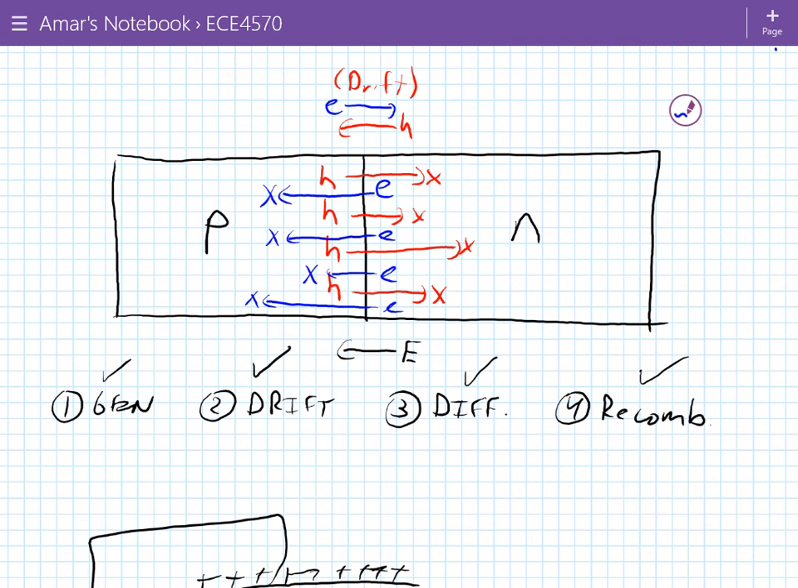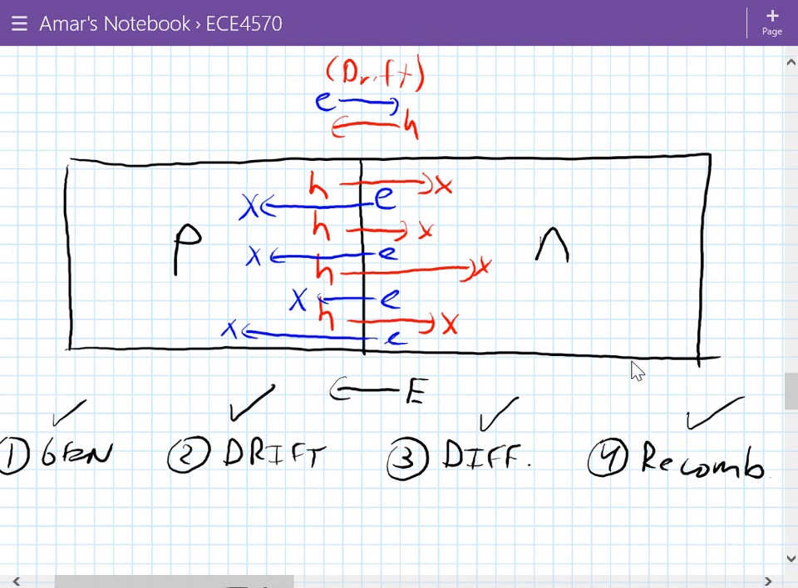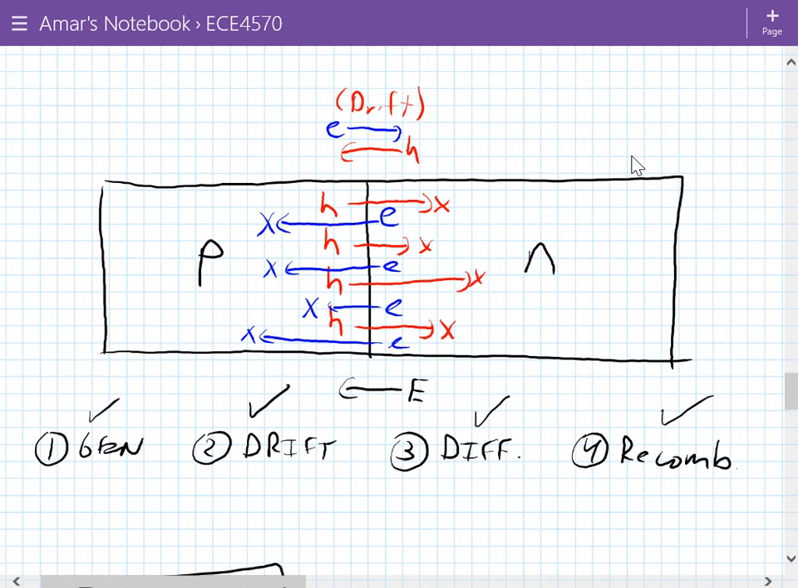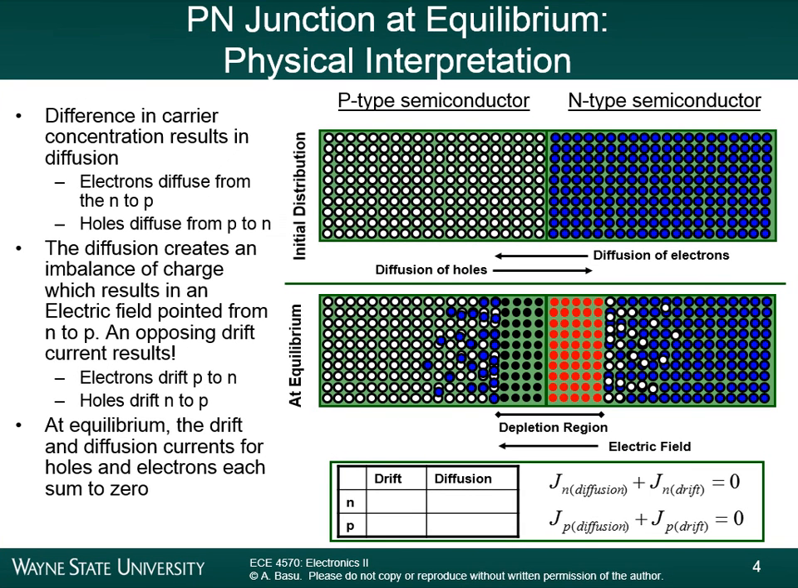All right, so the holes are diffusing from left to right, but due to the electric field that was set up, they drift from right to left. The electrons diffuse from right to left, but then they drift from left to right. Okay, we'll talk more about that in the next class period when we come back to this.